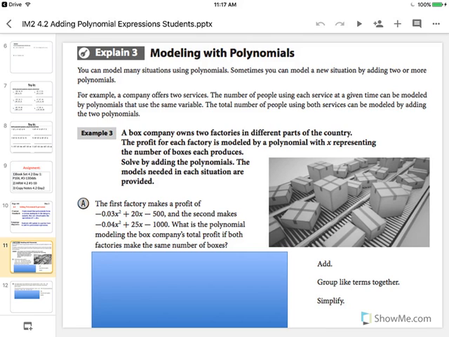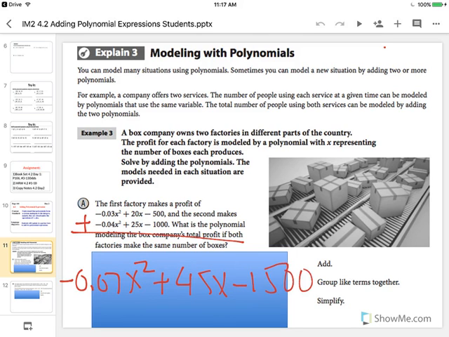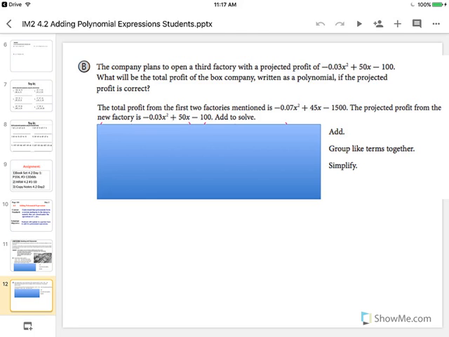That means that we will need to add these two, and they are already lined up and in standard form, so let's just add those. This gives us negative 0.7x squared plus 45x minus 1,500. Right, so let's go on to our next example.